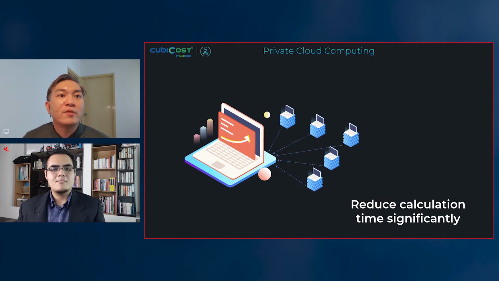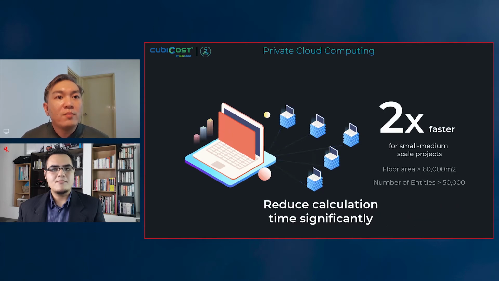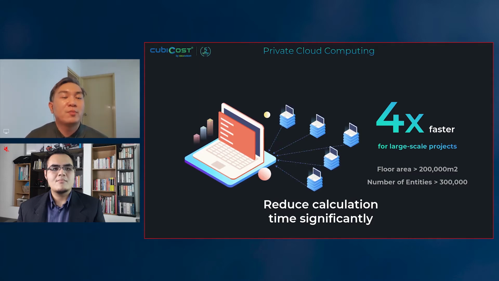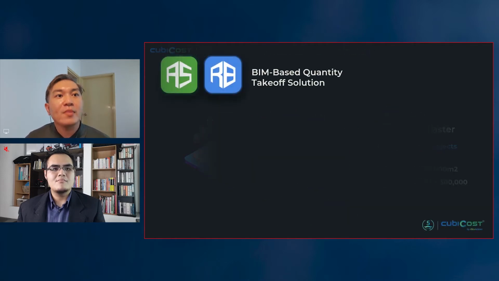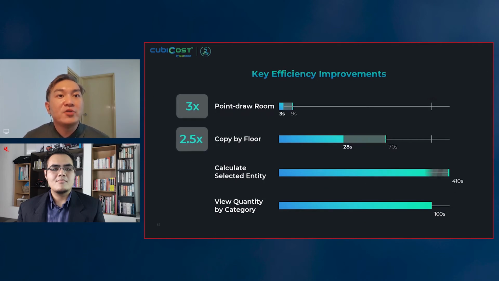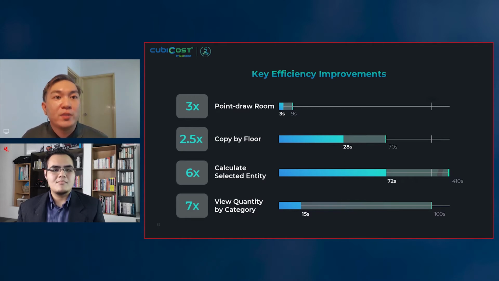Through private cloud computing, we managed to shorten the calculation time greatly. For small and medium scale projects, the calculation time is 2 times faster now, while for the large scale projects with floor areas of more than 200,000 square meters, the calculation is now 4 times faster using private cloud computing. As you can see here, the efficiency of some other frequently used features is also very much improved, like real quantity by categories, which is now 7 times faster in the new version.